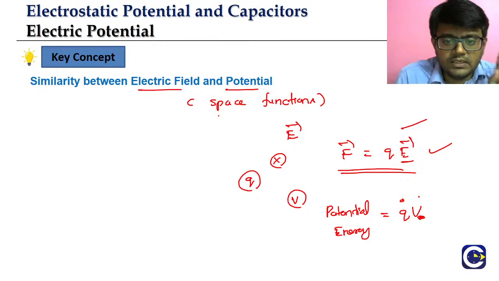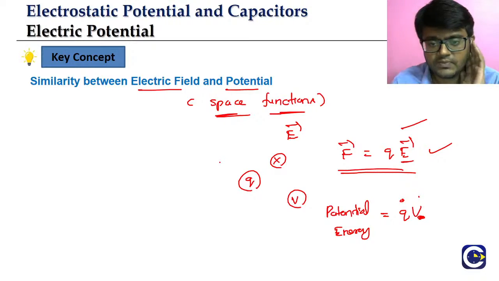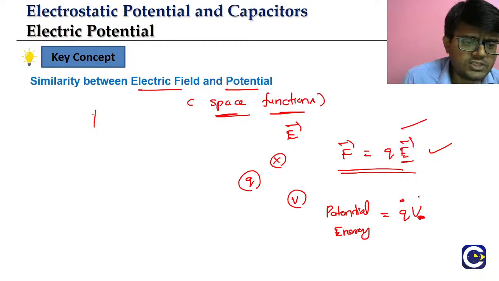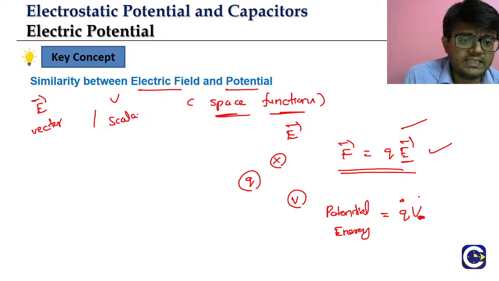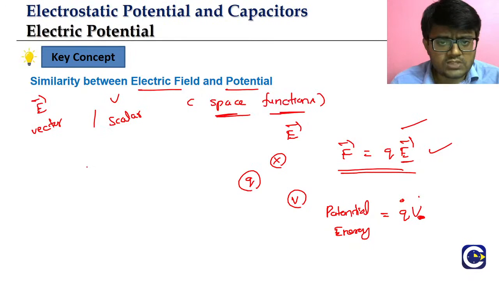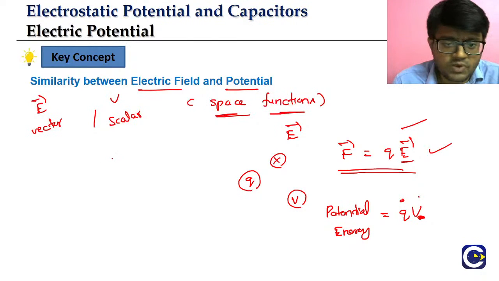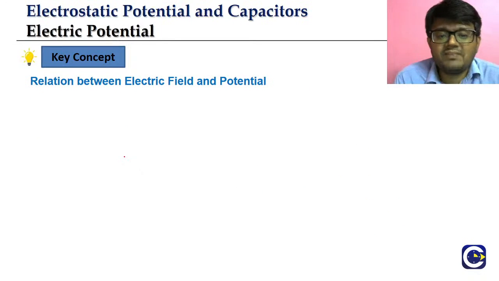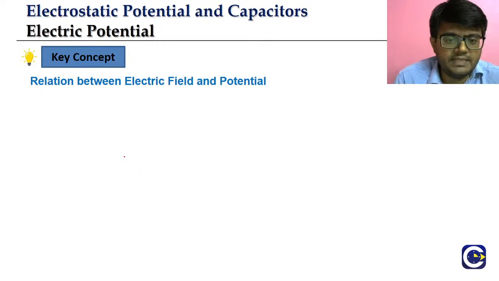Both are space functions. Not only similarity, we also have some differences. The field is a vector quantity, but potential is a scalar. Their units will be different, and their dimensional formulas will also be different. But here we are trying to understand the relation between the electric field and potential. So that we are going to see in this session.